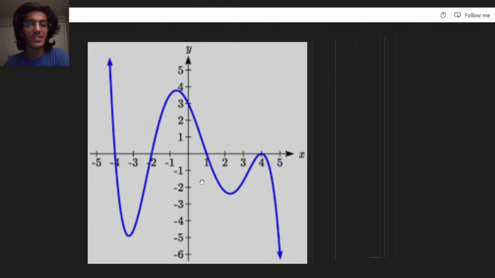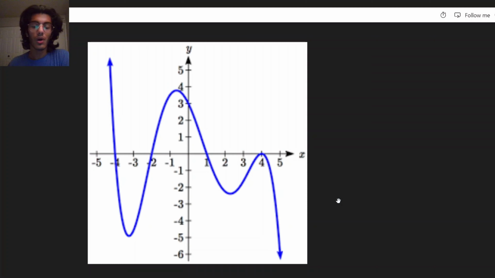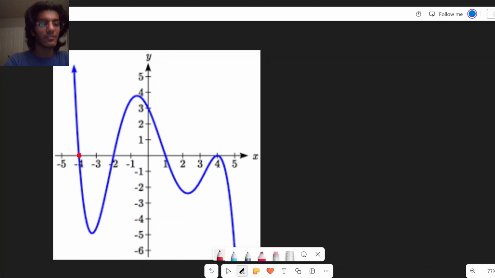Now, one of the first things that you need to know are zeros. What are the zeros of a polynomial? This will do wonders for you in terms of graphing a function and figuring out what the function is just from the graph as well. So a zero is basically where the graph intersects the x-axis, aka the x-intercepts.